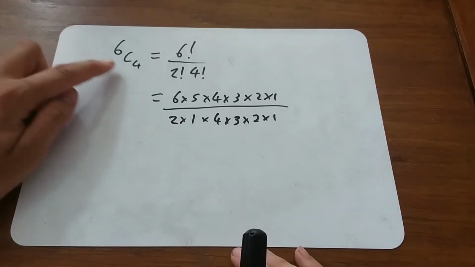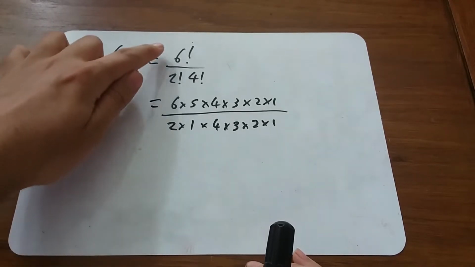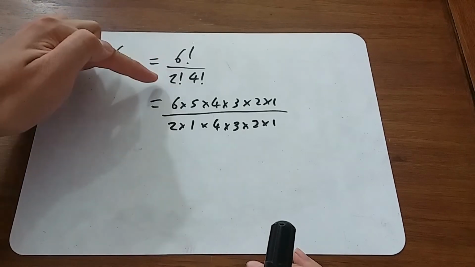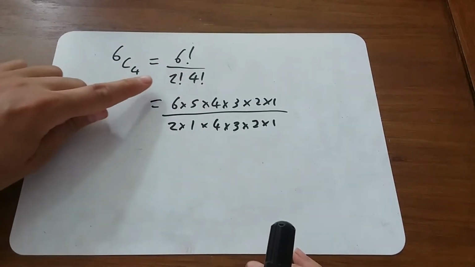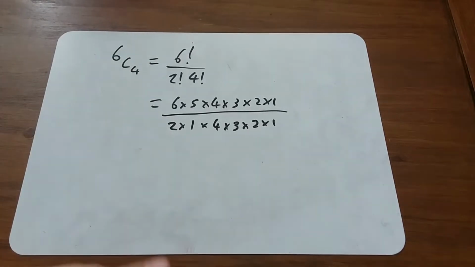Okay, 6 choose 4. This was used in first year binomial expansion. Here was the definition of it from the formula book. So it's 6 factorial over 2 factorial and 4 factorial. The 2 factorial comes from 6 take 4. I've just written it in full form.